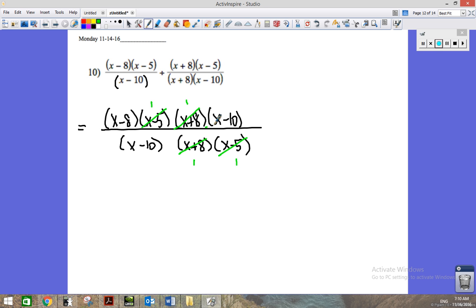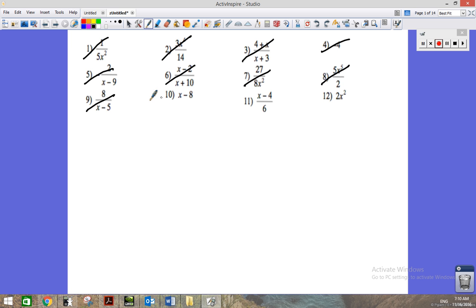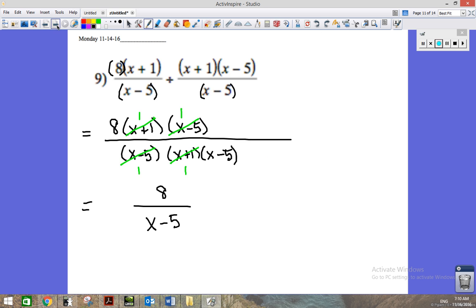And wow, look at this. An x minus 10 divided by an x minus 10 also gives me a 1. I'm the world's fastest at multiplying by 1. The x minus 8 times 1, hey, x minus 8. And divided by 1, I don't have to write divided by 1. I can leave my answer as x minus 8. Let's go check that against our key. And we've got x minus 8. We've got 2 more to go.